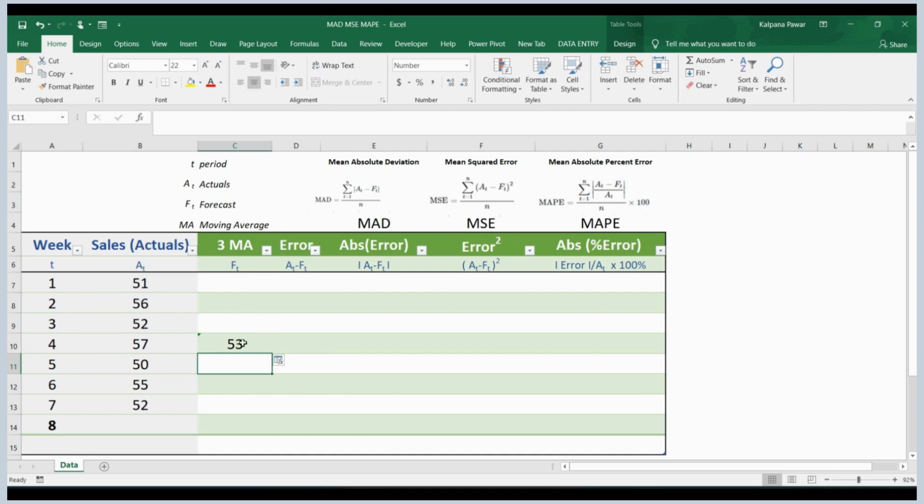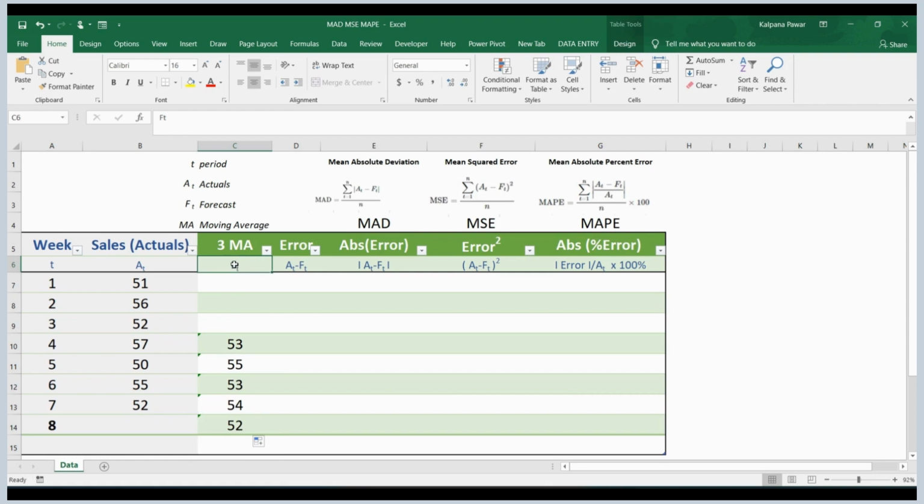Next, we average the week 2, 3, 4 sales to obtain the moving average forecast for the next week. We'll drag it until the 8th week. So here we get the forecast for the 8th week. This is nothing but our FT, the forecast.